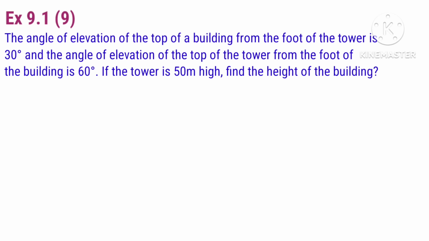The angle of elevation of the top of the building from the foot of the tower is 30 degree, and the angle of elevation of the top of the tower from the foot of the building is 60 degree. If the tower is 50-meter high, find the height of the building.